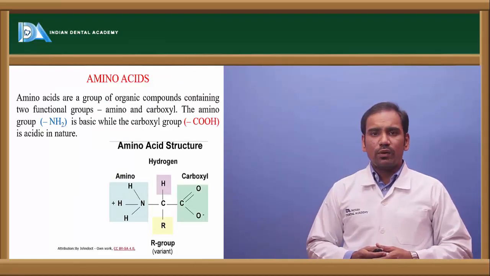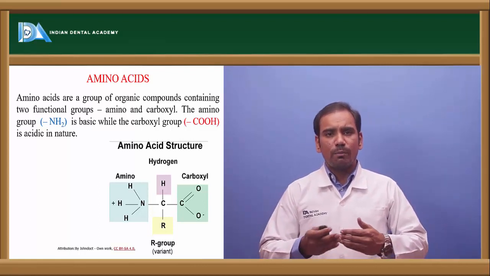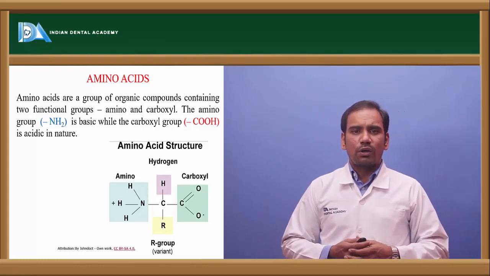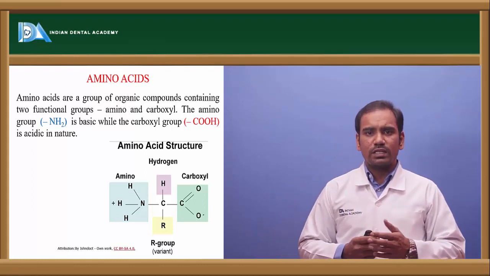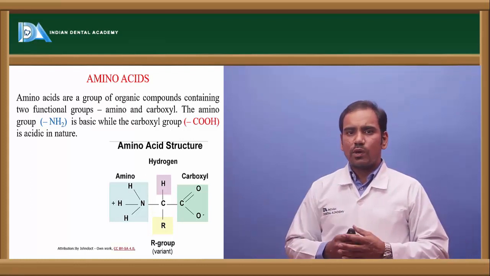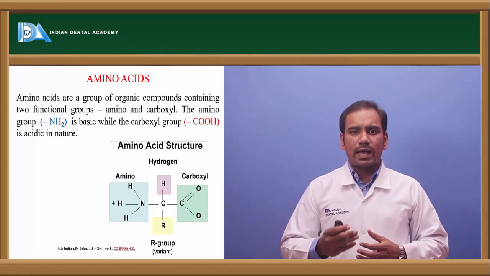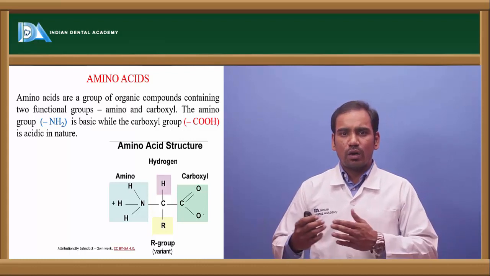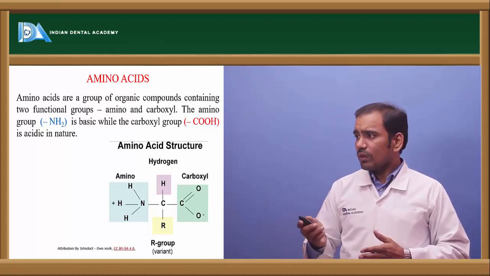Now coming to amino acids. We discussed that proteins are polymers of amino acids. So what is an amino acid? An amino acid is an organic acid having two functional groups: one is the amino group and the other is the carboxylic group. So we can define amino acids as the organic acids having two functional groups, amino group and carboxylic group.